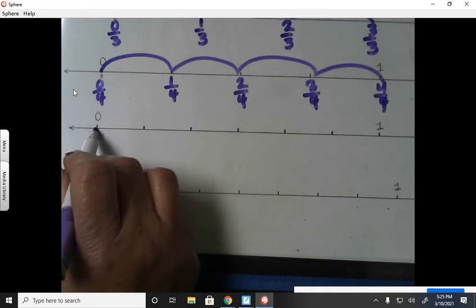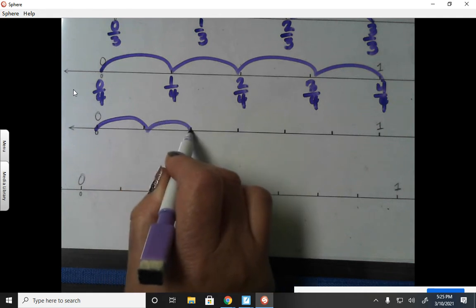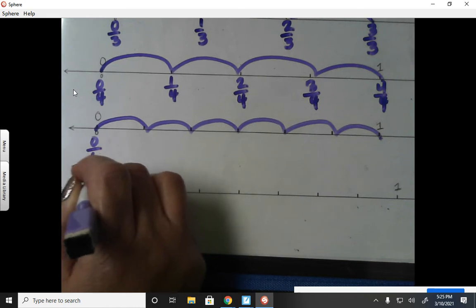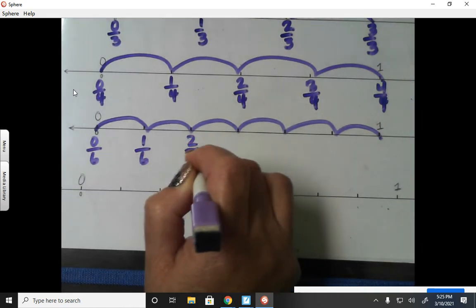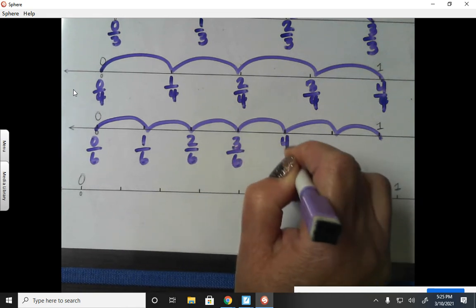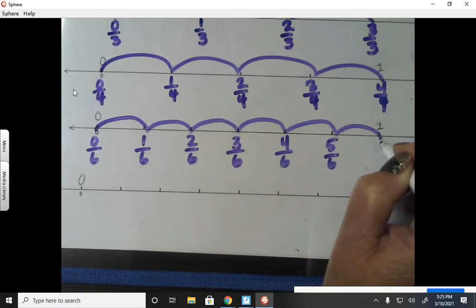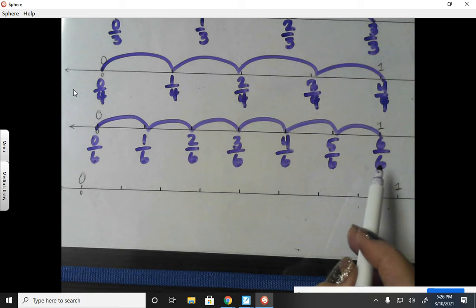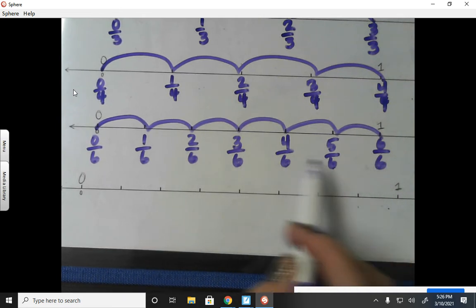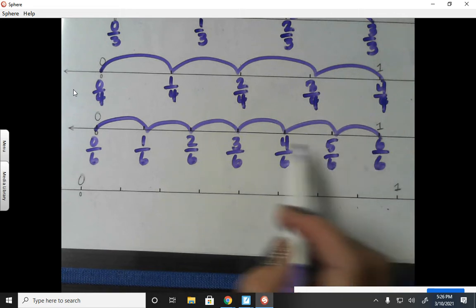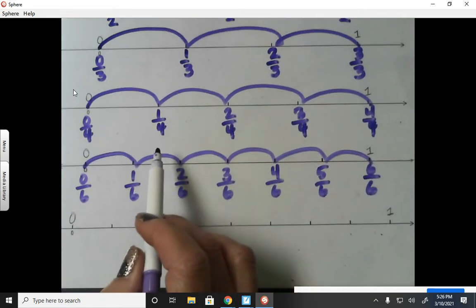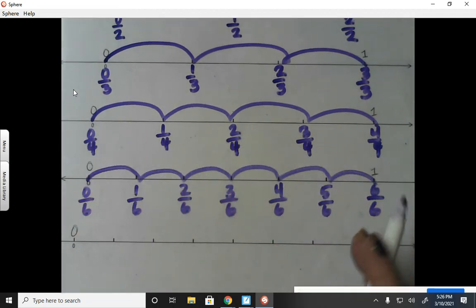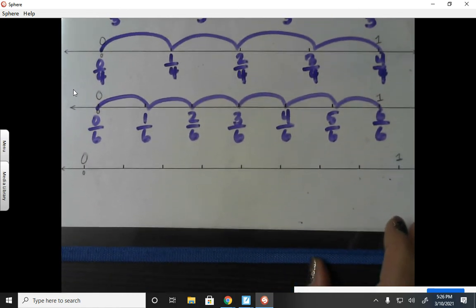Next line, start at 0, jump and count. 1, 2, 3, 4, 5, 6. 0 sixths, 1 sixth, 2 sixths, 3 sixths, 4 sixths, 5 sixths, and 6 sixths. What do you notice about the denominator on just this number line, for instance? It stays the same. And notice the numerator. That ends up being your counting numbers. So on each of these number lines, the denominator stays the same, and the numerator, the number up on top, you're counting. All right, let's do the last one.